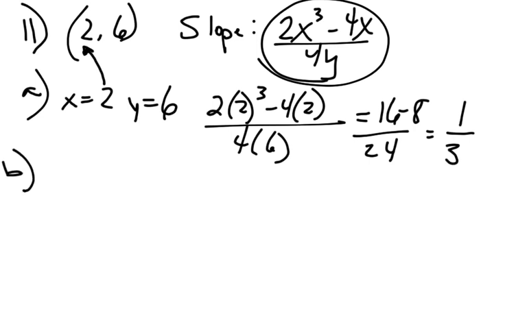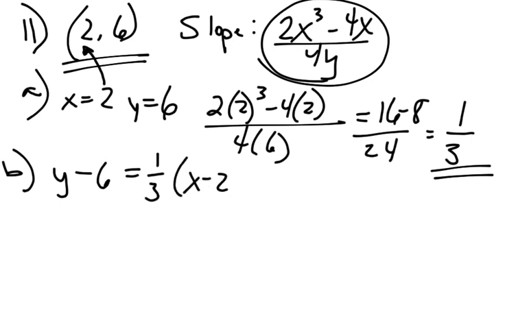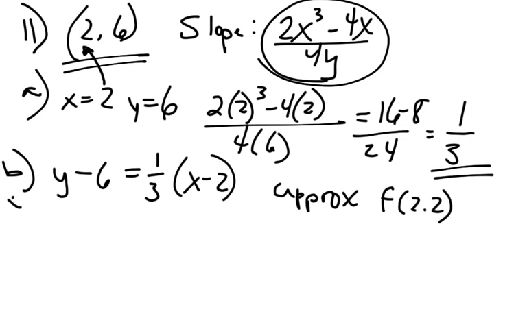Then for B, we are writing the equation for the tangent line. So I have this point, I have this slope, so I'm going to use point slope form. y minus 6 equals 1/3 times x minus 2. And now approximate f of 2.2. So we're going to use this tangent line equation to approximate the value of f of 2.2.